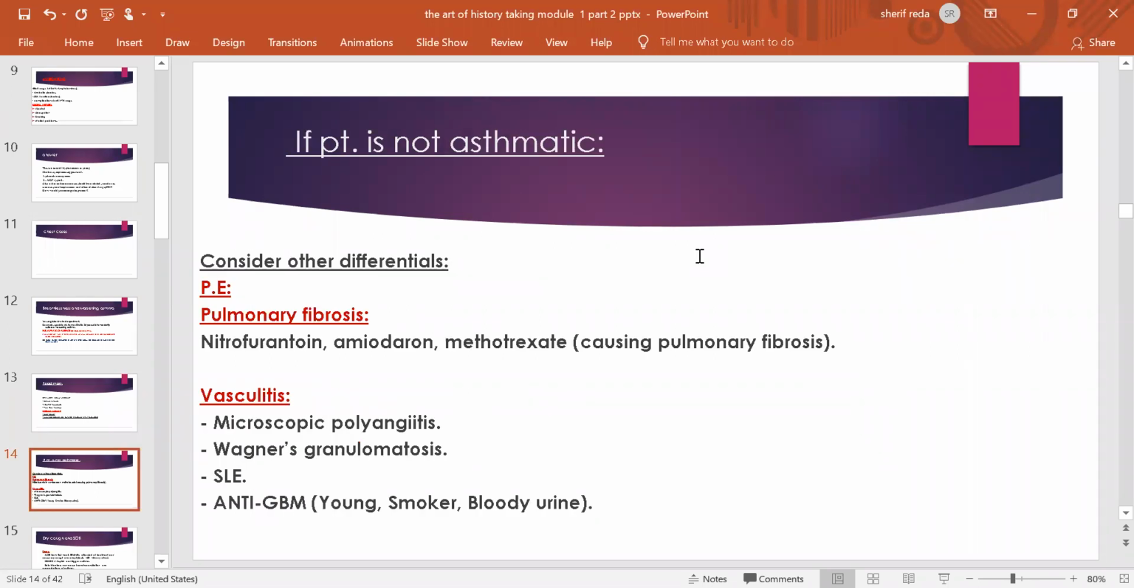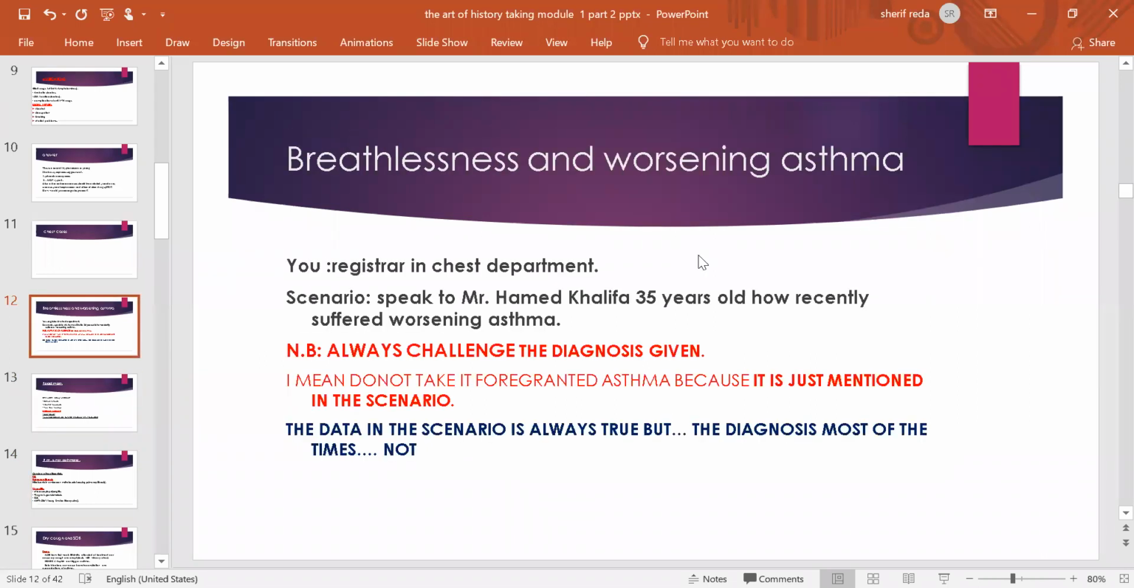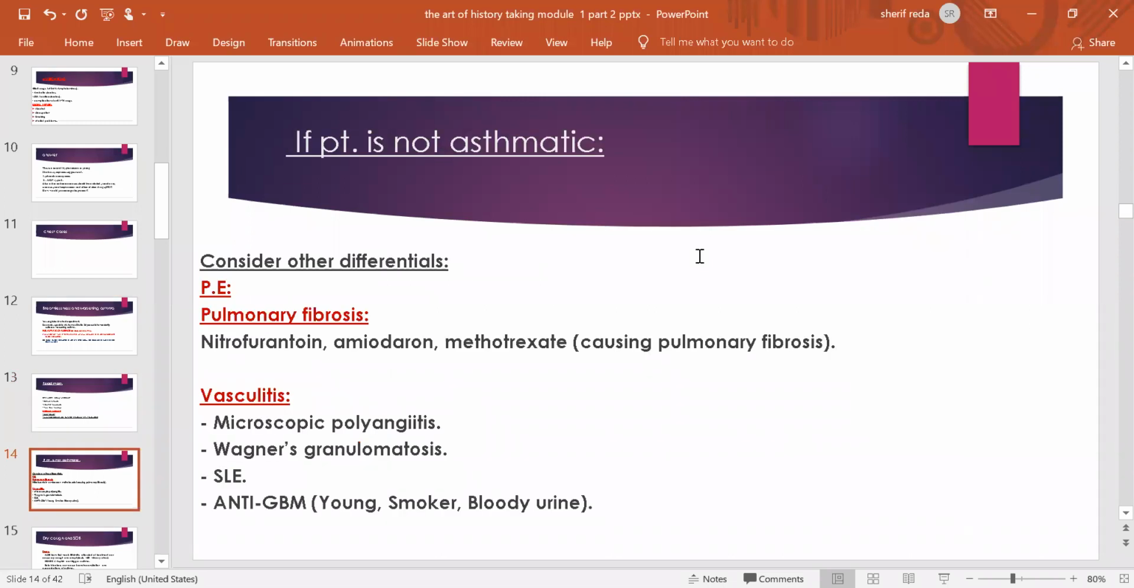So if the asthma is not confirmed, or this is not a case of worsening asthma, you have to think about other differential diagnoses of shortness of breath and worsening asthma, or, as you will see, a dry cough, like in pulmonary embolism or pulmonary fibrosis. Nitrofurantoin can cause pulmonary fibrosis if used for a long time. Amiodarone also can cause pulmonary fibrosis.